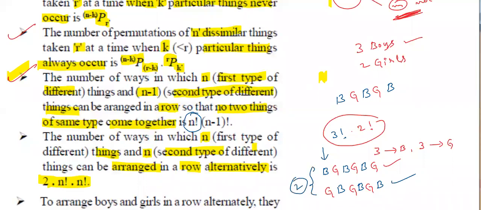There are 2 cases. How can we say? The first place should be either boy or girl. That's why here we got 2. Then what is n factorial? 3 boys can be arranged in 3 factorial ways. 3 girls can be arranged among themselves in 3 factorial ways. This is the formula: 2 into 3 factorial into 3 factorial. Here we get 2 into n factorial into n factorial. If first type things and second type things are the same in number, use this formula, or otherwise use the above formula. Okay, students, have you understood?